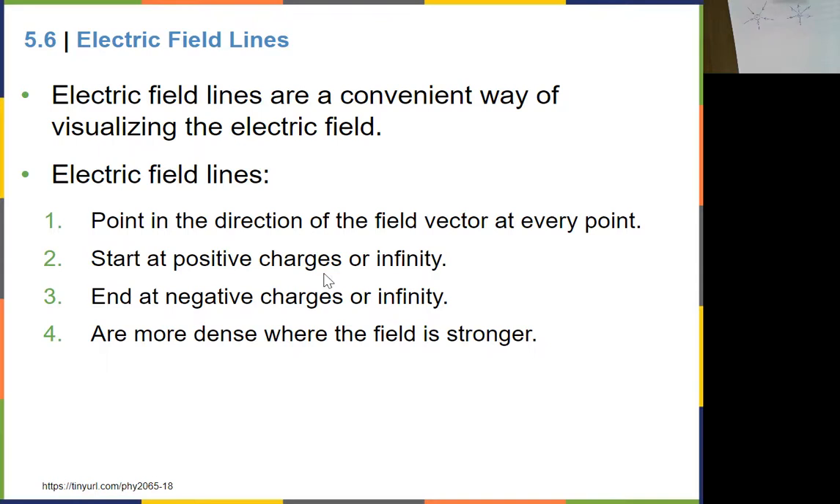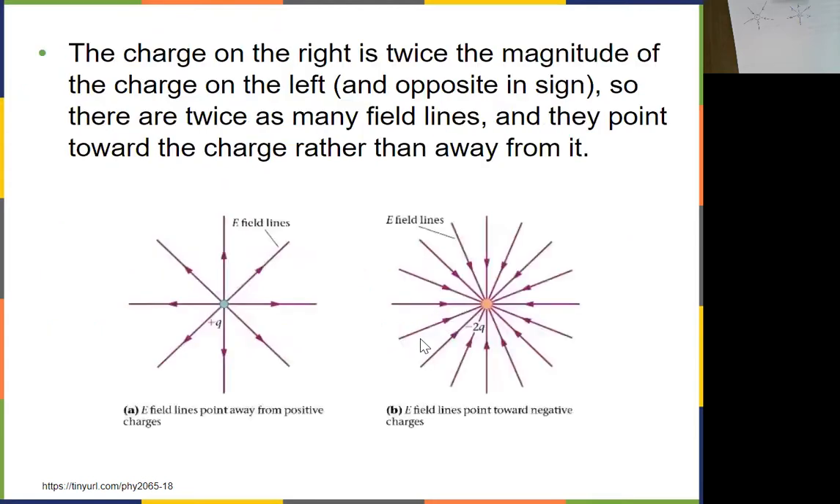They are more dense where the field is stronger. If you have a stronger field, you'll indicate more dense lines. For example, in this case this is just one Q, so you have fewer lines than here, where you have two Q. Now they are opposite charges, so the lines are pointing differently.